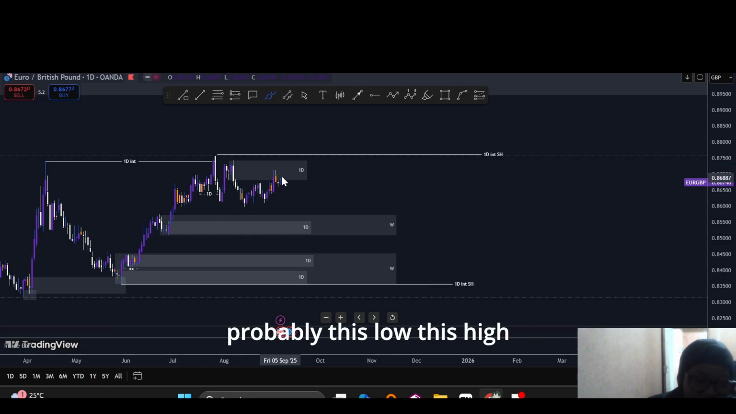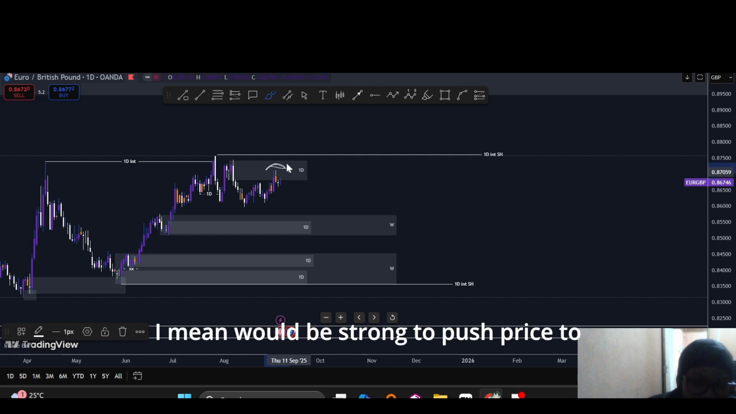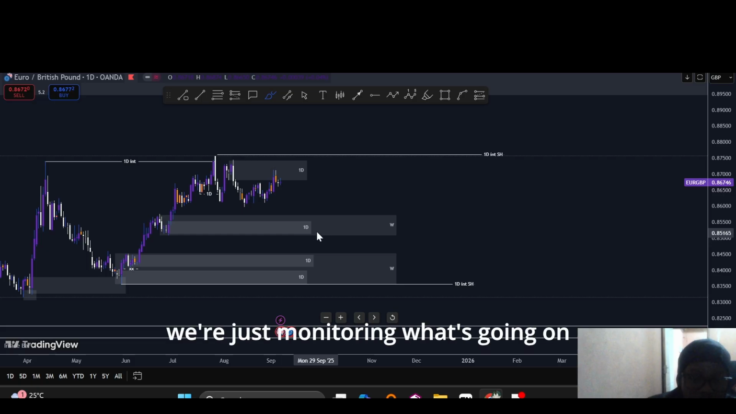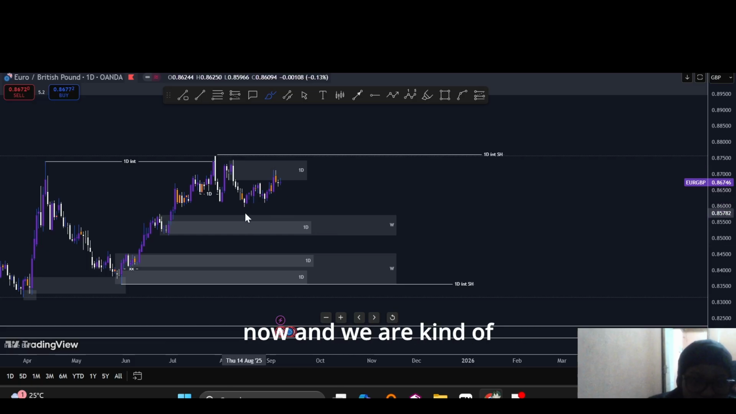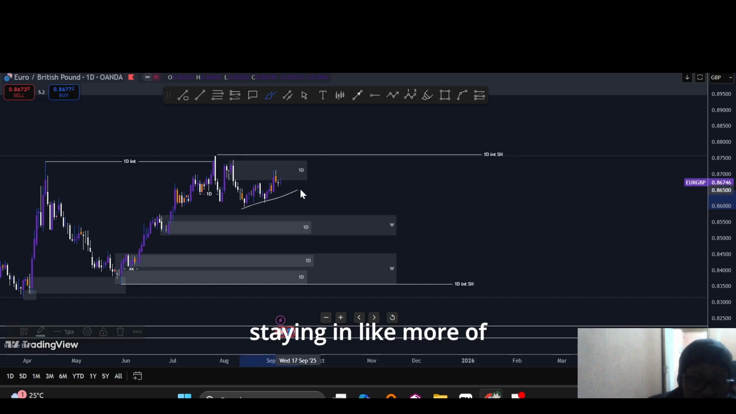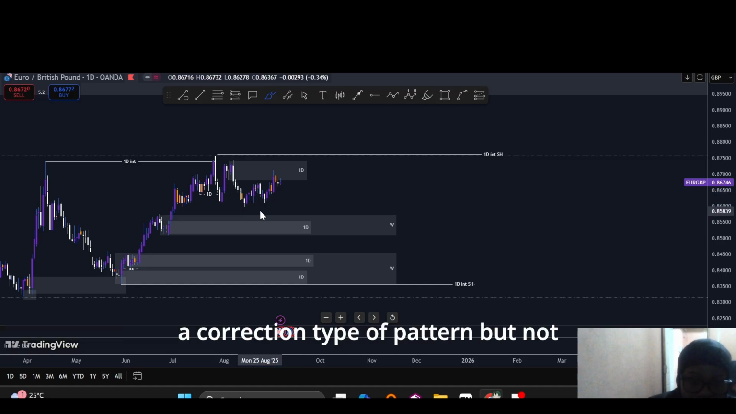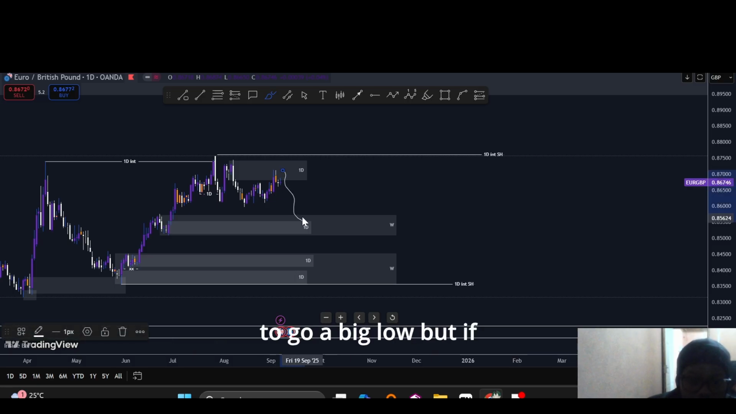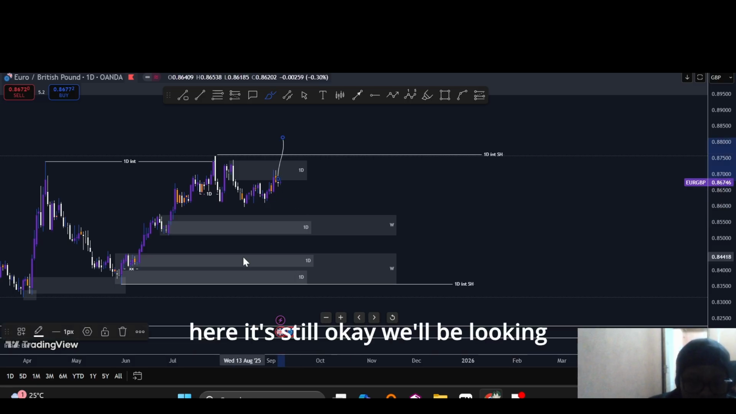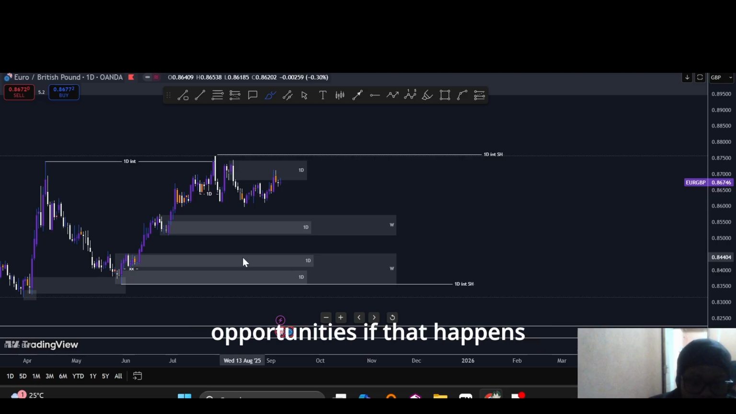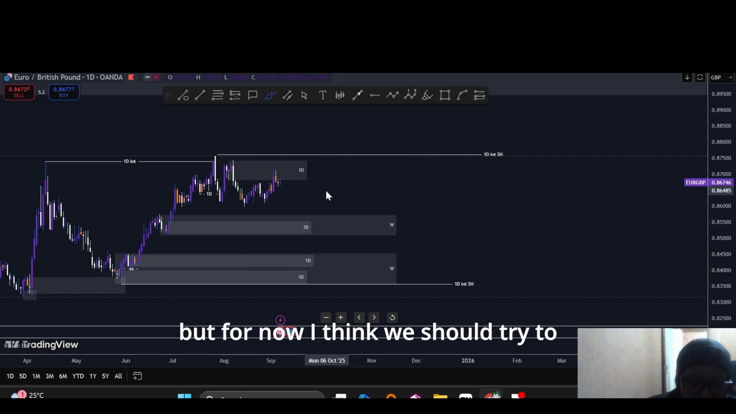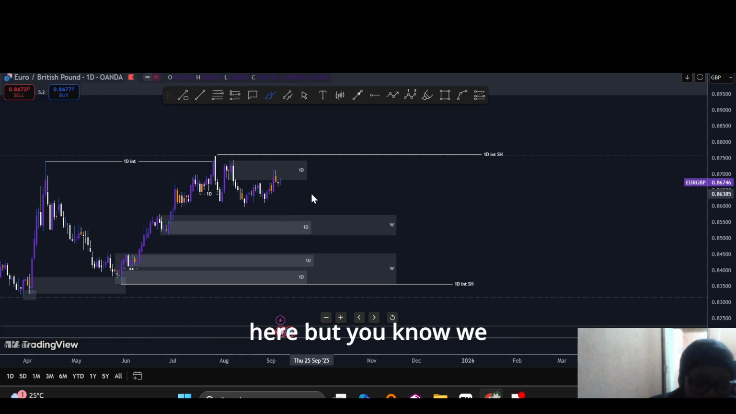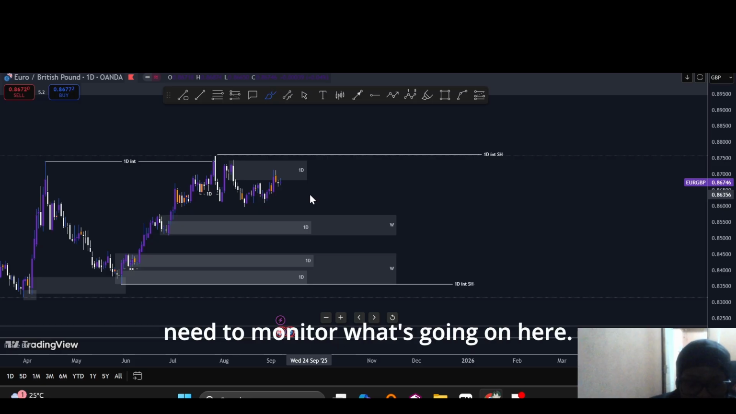So we're kind of hoping that this low, this high I mean, would be strong enough to push price to this supply and demand zone. But other than that, we're just monitoring what's going on now, and we are seeing more like a correction type of pattern. That's what we're seeing right now, and hopefully price is going to go a bit lower. But if it ended up breaking above here, it's still okay. We'll be looking for those buying opportunities if that happens. But for now, I think we should wait and see what happens. We would love to buy when price comes here, but we can't really force price. We need to monitor what's going on here.